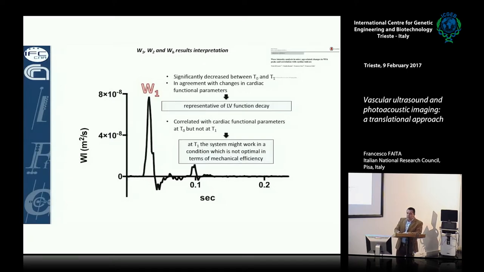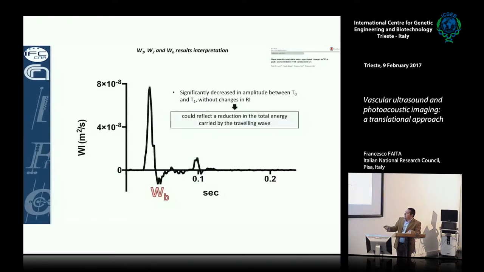And also we found that the peak of the wave correlated with cardiac functional parameters at T0 but not at T1. This means that the peak of the waves can be used as a representative value of the left ventricle function decay. And also it provides some information about the fact that at T1 the system might work in a condition which is not optimal in terms of mechanical efficiency with age.